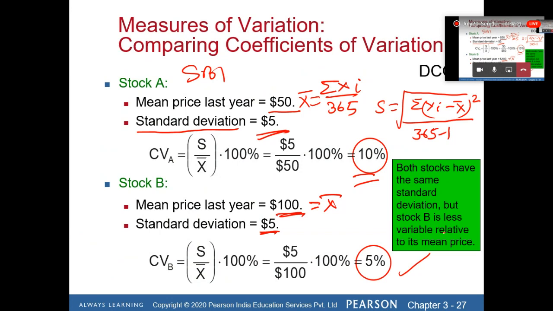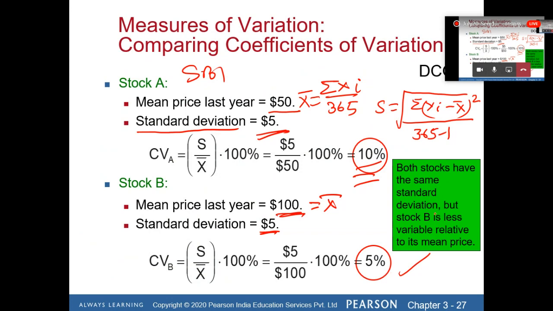Because it is an analysis, you have calculated the coefficient of variance of SBI stock and the coefficient of variance of ICICI stock. In the first case, SBI coefficient of variance is 10%. ICICI coefficient of variance is 5%. Now we have to give the interpretation.